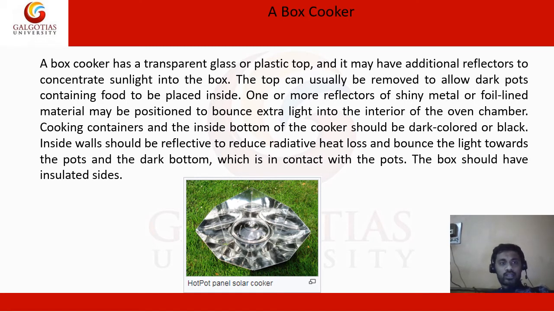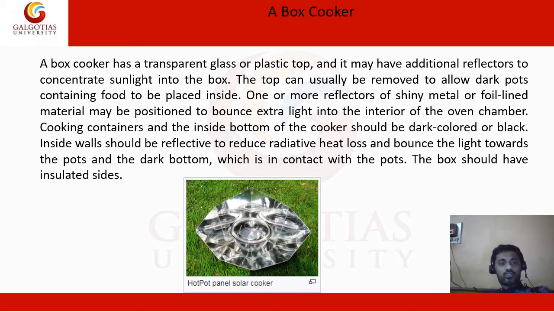Then the cooking containers and the inside bottom of the cooker should be dark colored or black, and inside walls should be reflective to reduce the radiative heat loss and bounce the light towards the pots and the dark bottom, which is in direct contact with the pots. And the box should also have insulated sides. Thermal insulation for the solar box cooker must be able to withstand the temperature up to 150 degrees Celsius, or in Fahrenheit, that is 300 degrees Fahrenheit, without melting or outgassing.